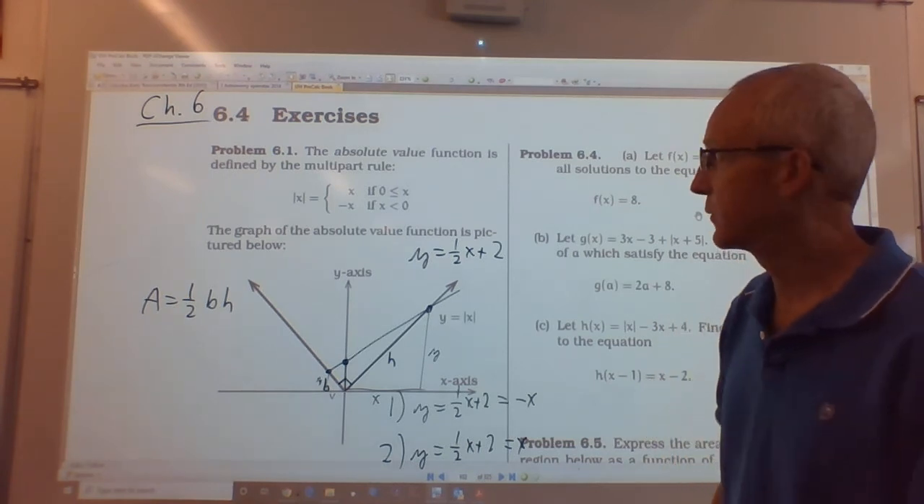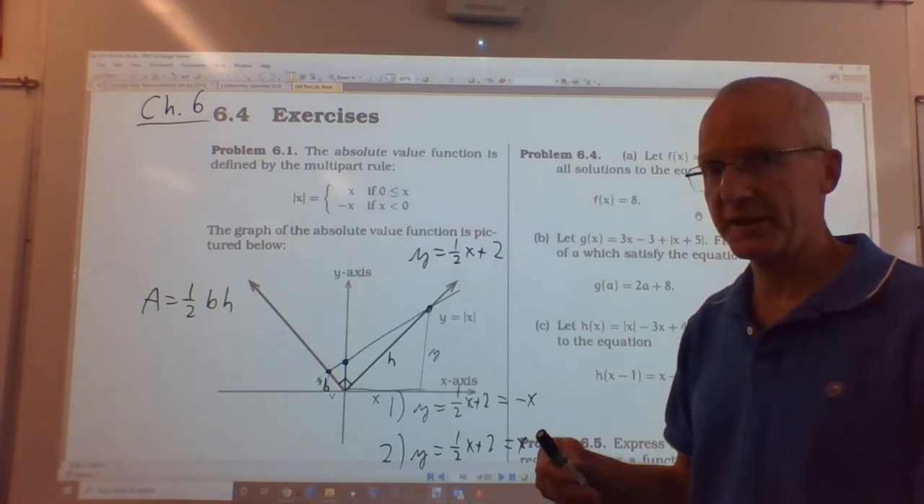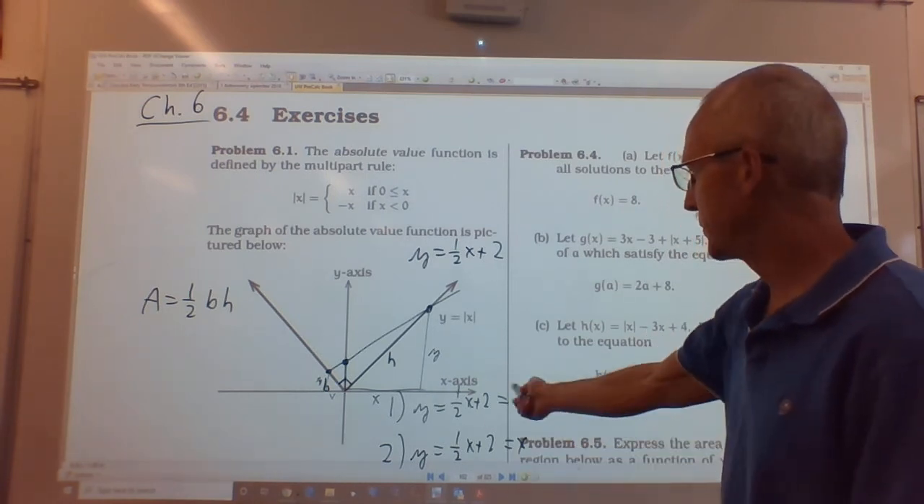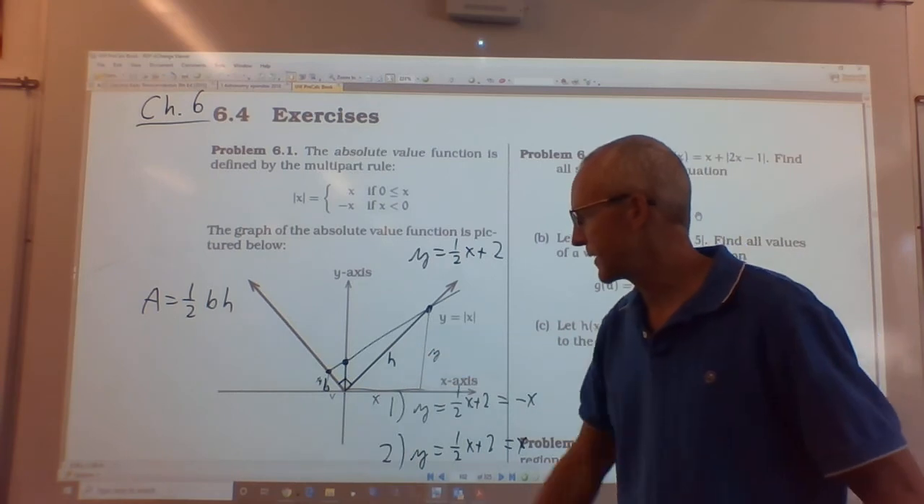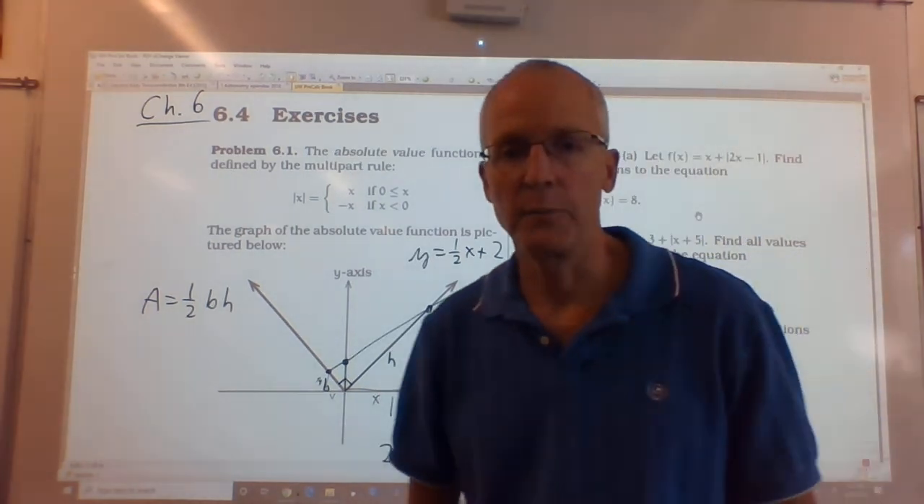But that's the whole idea with absolute values. The trick is to get rid of them. And then you can play the games and set these things equal and find the areas of triangles and everything. So, all right. Hope that helps.